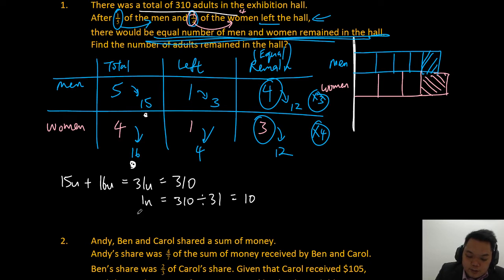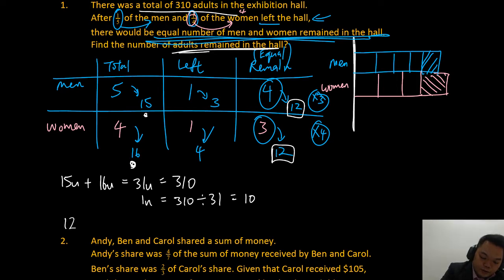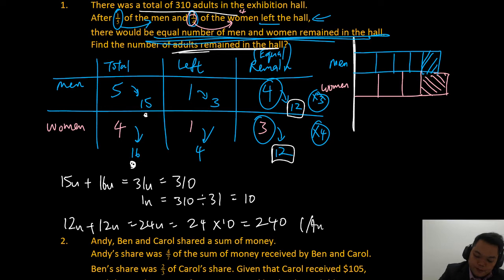So once you get 1 unit here, how many adults remained in the hall? So you can see that over here you got 12 units of men remaining, and 12 units of women remaining. Therefore, the total here would be 24 units. And 24 units would just be 24 times 10 to give you 240. And this is going to be your answer. Alright. This is more for P5, this question itself.